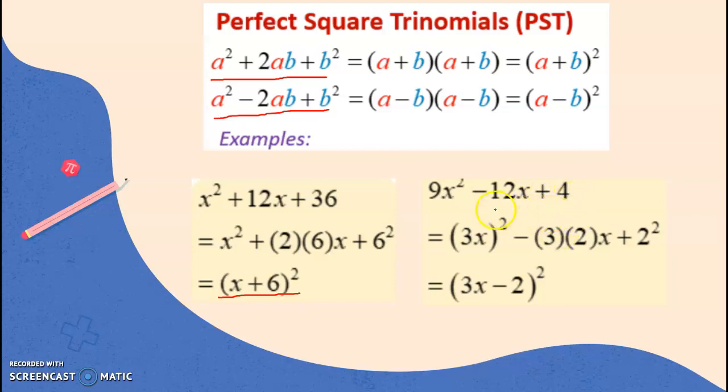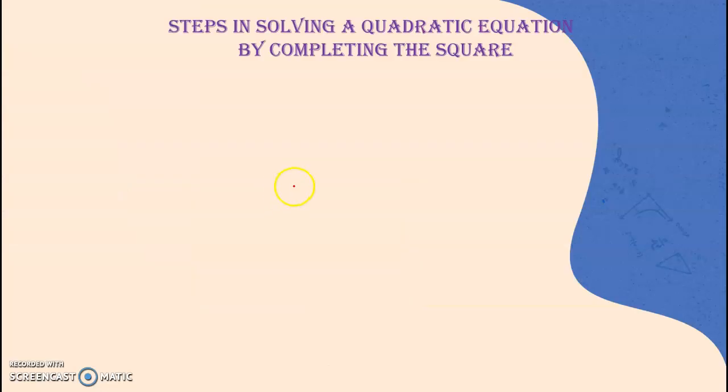So ano yung factors niya? You get the square root of this, which is 3x. No? You get the square root of the last term, which is 2. So pwede na yung diretsuhin, 3x minus 2. Okay? Now let's proceed to a few examples.